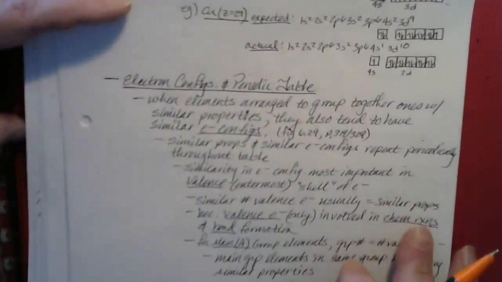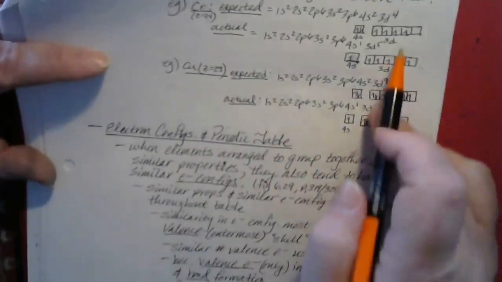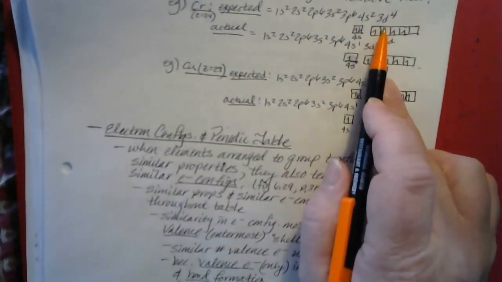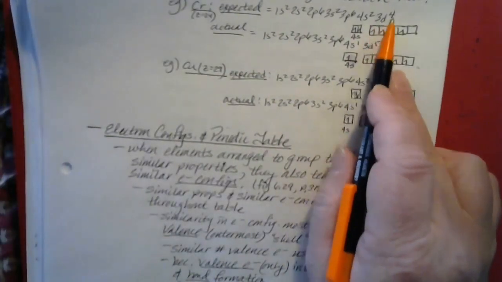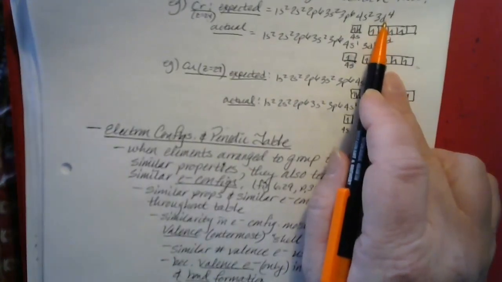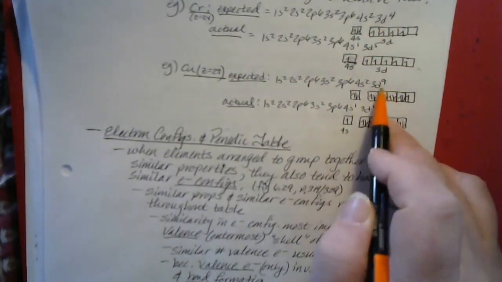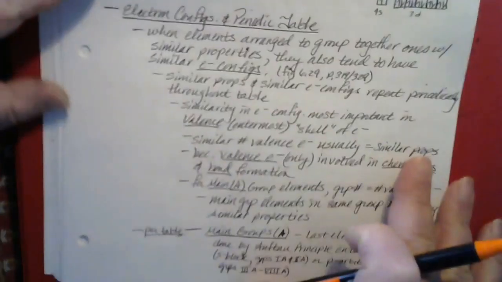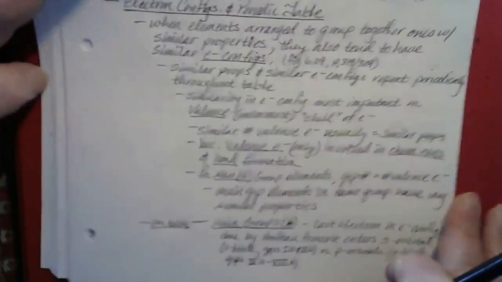And that happens in basically other elements where you would expect to have d4 electrons or d9 electrons in the highest shell number that has d electrons. Okay, so that's another exception to the exceptions.